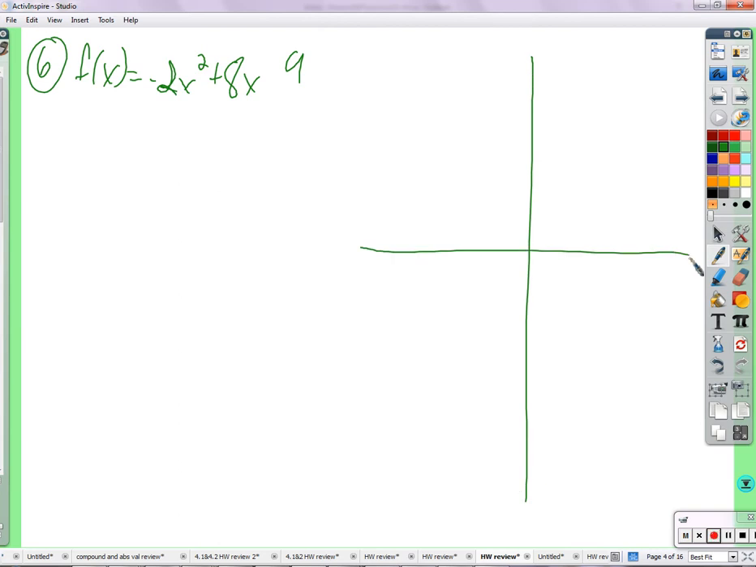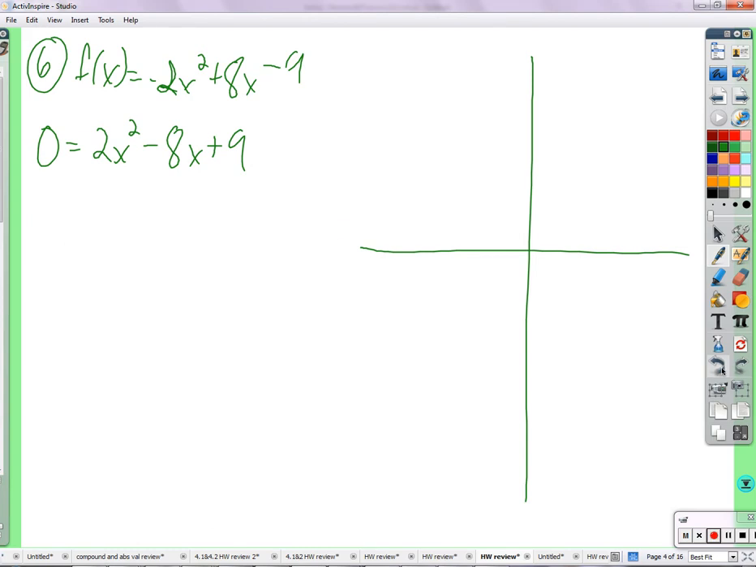Once again, we look for the x-intercepts. And I'm going to go ahead and change these signs. Oh, it's minus 9. So it was minus 9, so now it's plus 9 when I multiply both sides by negative 1. All right, 2 times 9 is 18. We look for two numbers that multiply to 18 and add to negative 8. There are no numbers that do that.